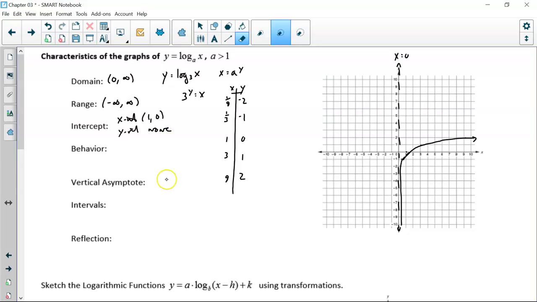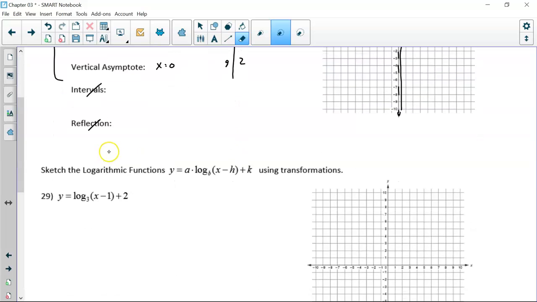Don't worry about the behavior, the vertical asymptote, x equals 0, and don't worry about the intersection or the reflection or anything like that. So there are some characteristics that are important to know. Don't worry about behavior, intersection, intervals, or reflection. So we're going to sketch this.